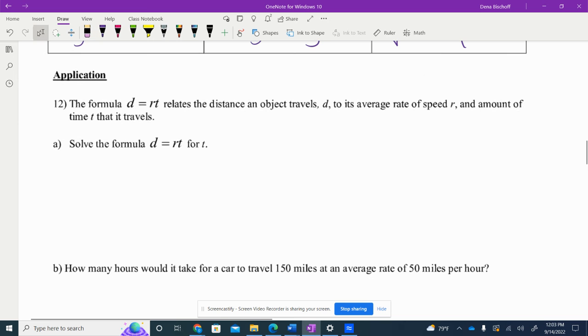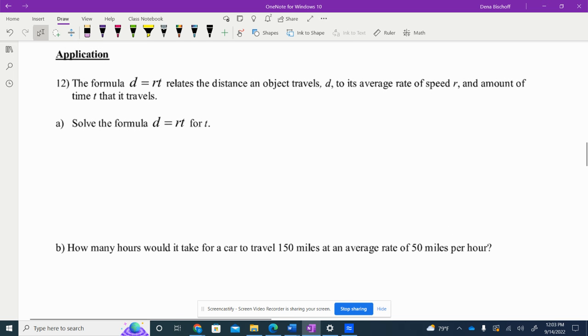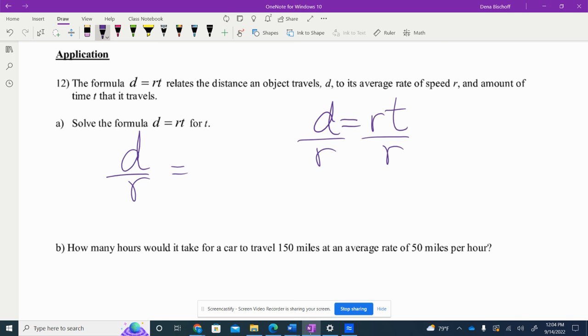Okay, let's do an application question, making sure you understand the process. So D equals R times T relates to the distance that an object travels when you take the rate, the speed, multiplied by the time. So we're going to solve the formula D equals RT, and all I'm going to do is get T all by itself. So how do I take this formula and make it look like T equals something? Divide R on both sides. So the distance divided by the rate equals the time.